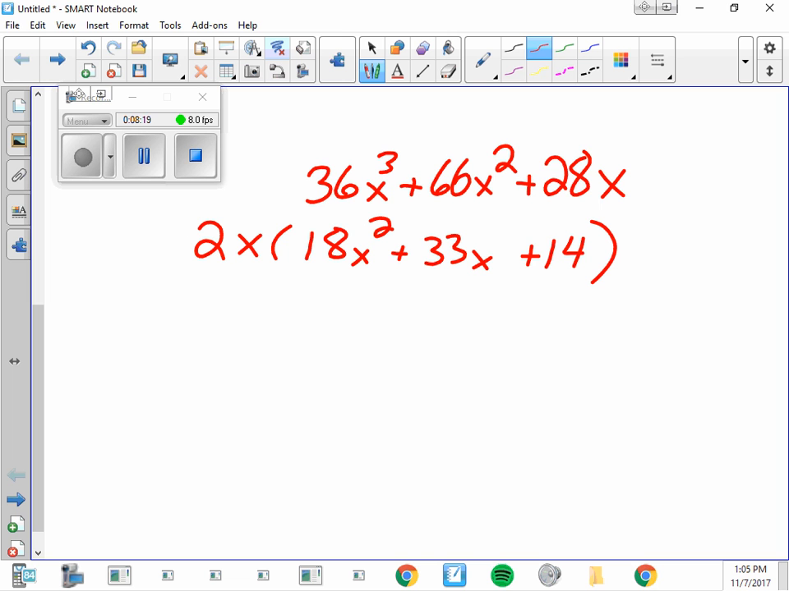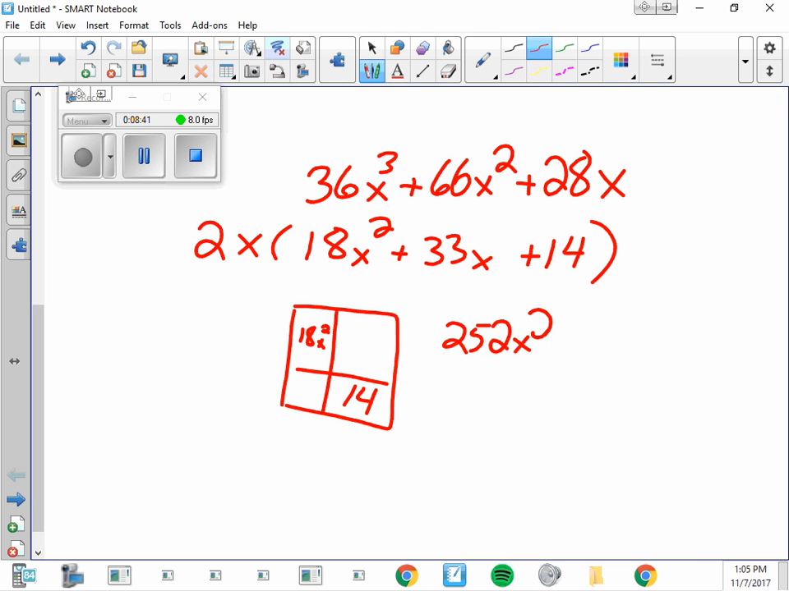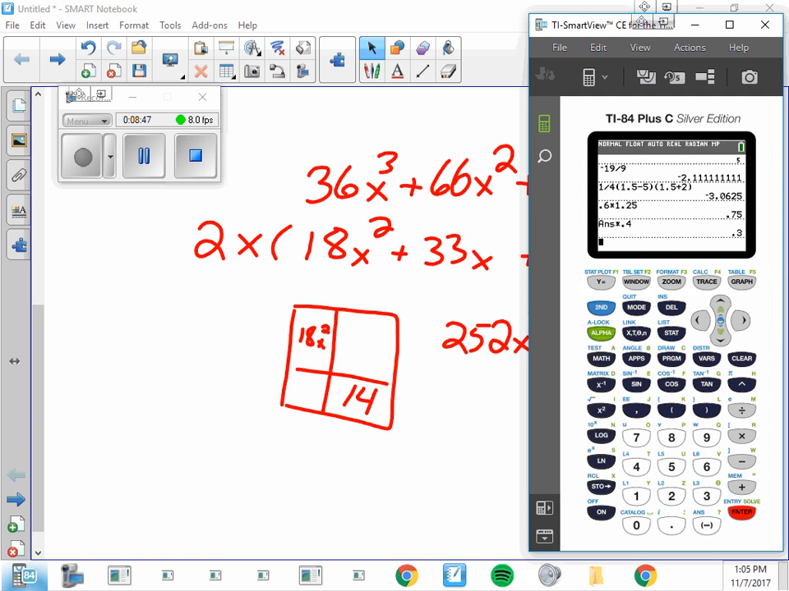Nothing else comes out. Now I need to do the box. And at least one of my answers is going to be a fraction. 18x squared and 14. Somebody do that. 180 plus... Okay. So 252x squared. Now I find the factors of 252 that add up to be 33. And I'm just going to use my calculator.